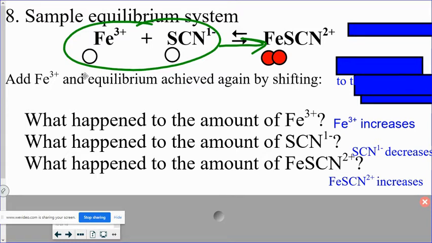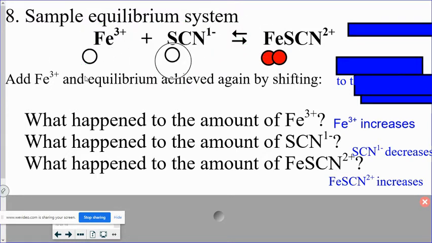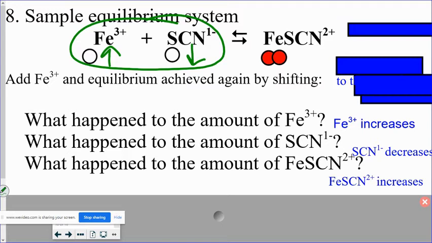So let's just recap all of that. It's not really a question, but let's just recap it all. If I increase this, this amount's going to go down because these two are going to react with each other. If those two are reacting with each other, they're going to make more of this, so this is going to go up.